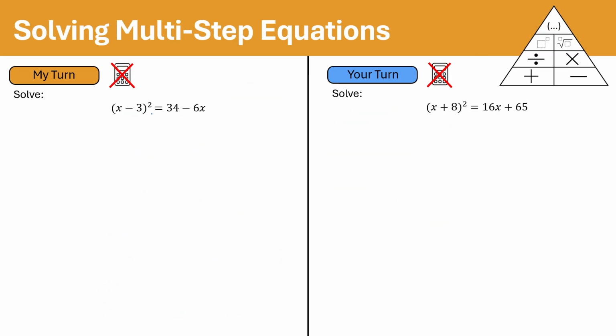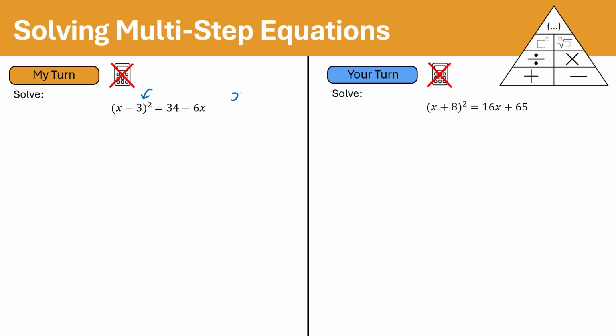We're going to look at a trickier example involving some brackets here. So on the left, we have x subtract 3 all squared, and that's equal to 34 subtract 6x. So we actually don't want to square root both sides because we're going to run into trouble if we square root our right-hand side. So we need a different way to do this. And instead, what we're going to do is we're actually going to expand the left-hand side of this equation.